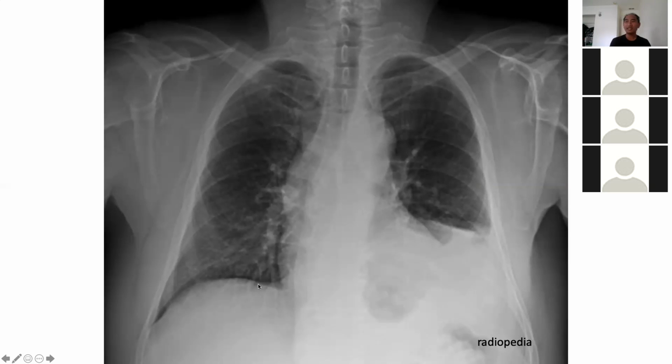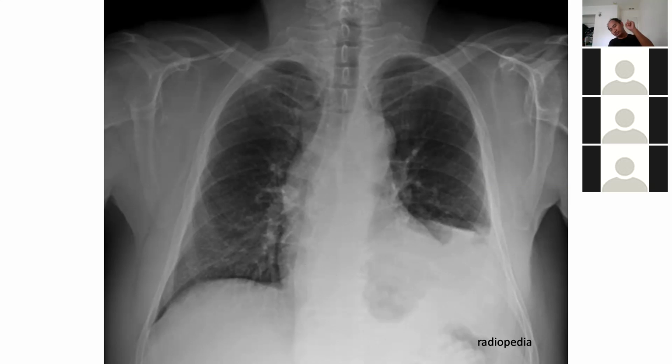And therefore, the right diaphragm is higher than the left. And now it is opposite. Look at that. The left hemidiaphragm, half of the diaphragm, is higher than the right side. Look at that. The left diaphragm is far higher than the right side. And why is that? There are many possible causes.